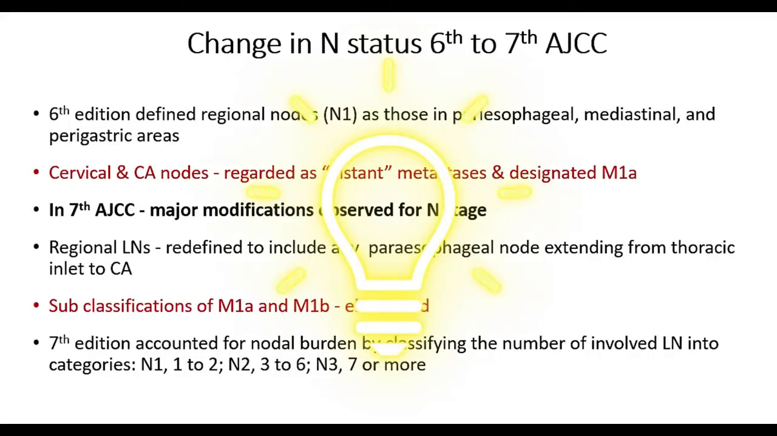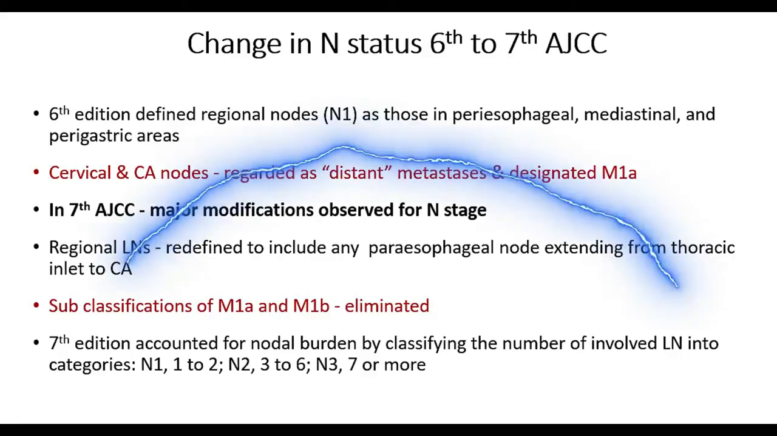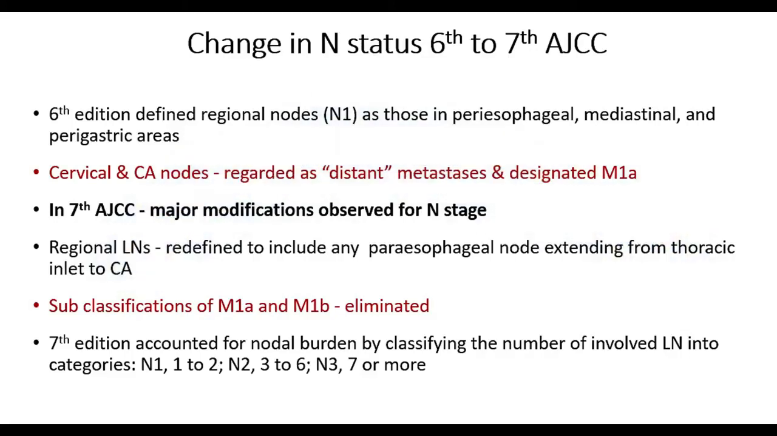So there is a major change in the lymph node status from the 6th to the 7th AJCC classification. In the 6th edition, regional lymph nodes N1 were defined as those in the periesophageal, mediastinal and perigastric areas. Cervical and celiac axis nodes were regarded as distant metastases and designated as M1a status. That is a very important thing to remember, that cervical and celiac axis lymph nodes were considered as metastatic status. In AJCC 7, there was a major modification.